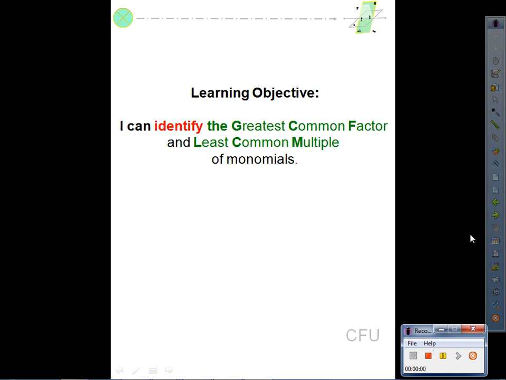Objective for today: I can identify the greatest common factor and least common multiple of monomials. Read together, 1, 2, 3. I can identify the greatest common factor and least common multiple of monomials.